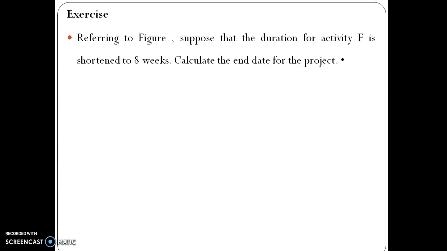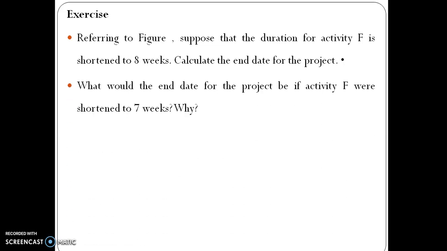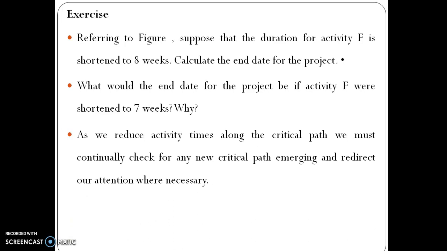Exercise. Referring to the figure, suppose that the duration for activity F is shortened to 8 weeks. Calculate the end date of the project. What would be the end date for the project if activity F were shortened by 7 weeks? As we reduce activity times along the critical path, we must continually check for any new critical path emerging, then redirect our attention where necessary.